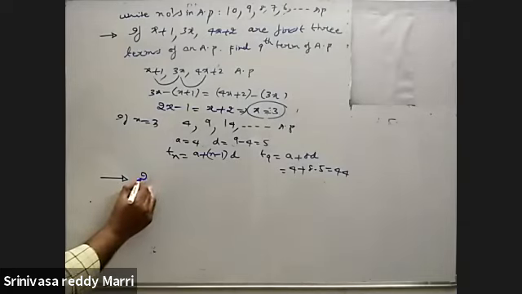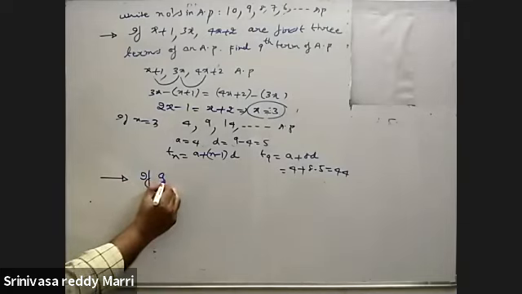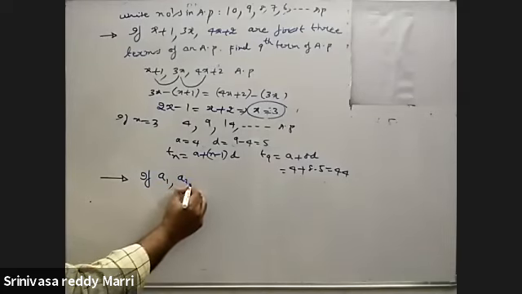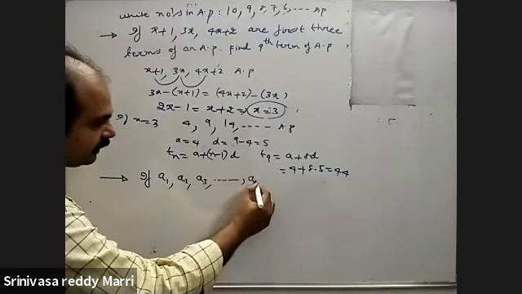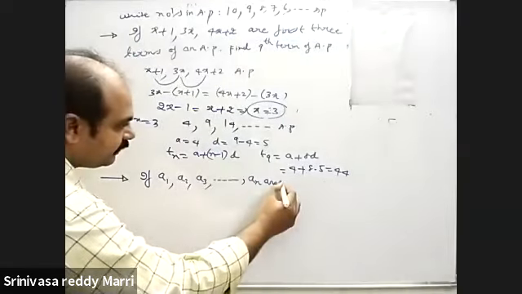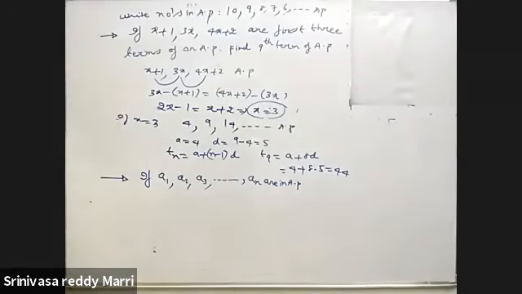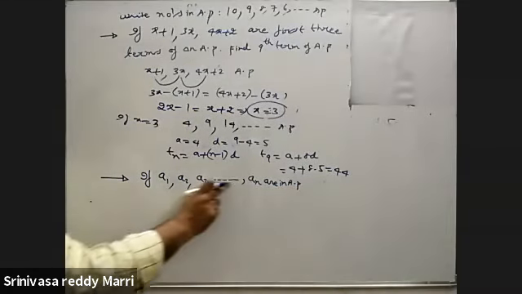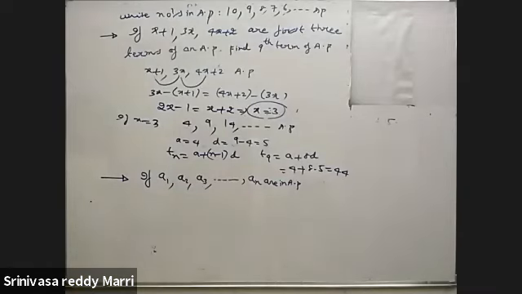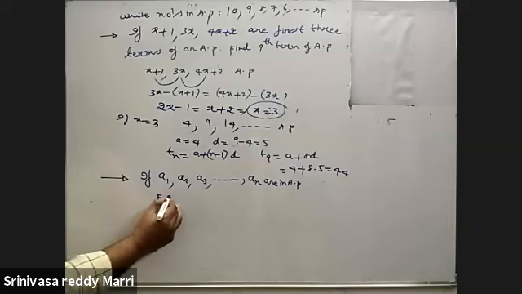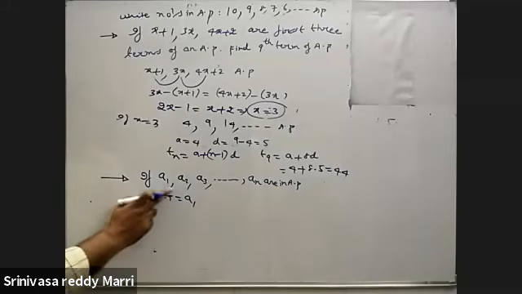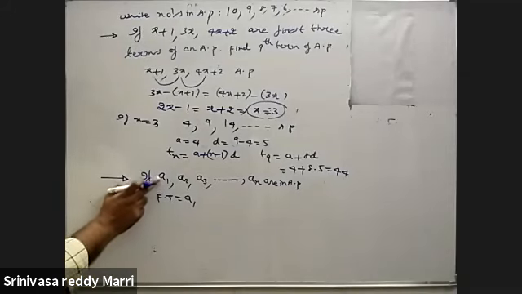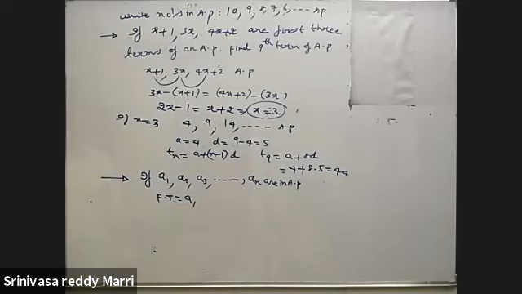Suppose it is given like this: A1, A2, A3 and so on up to AN, n numbers are given. Here we will take the first term equal to A1. No need to take A. Whatever the first term is given, you take that as A.